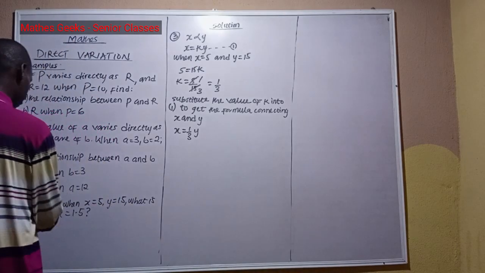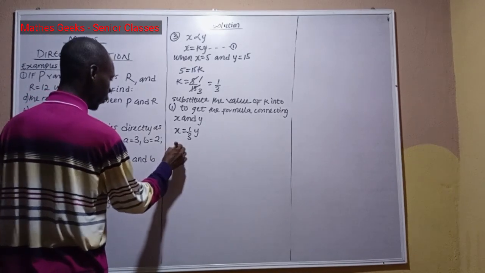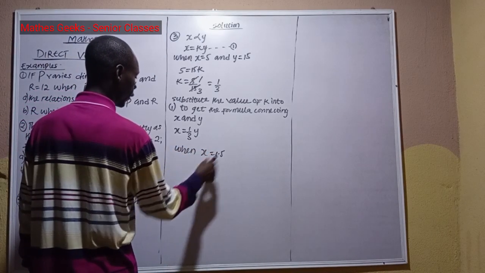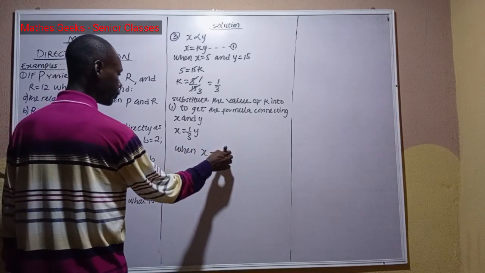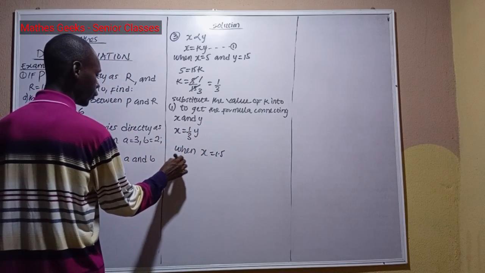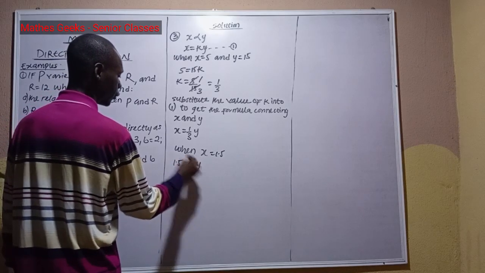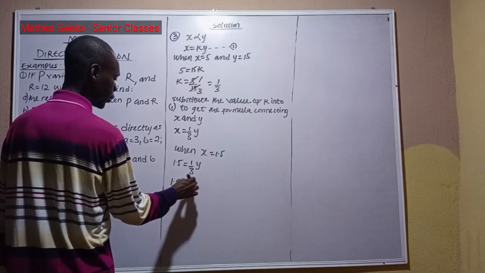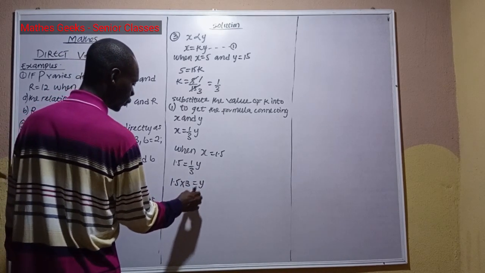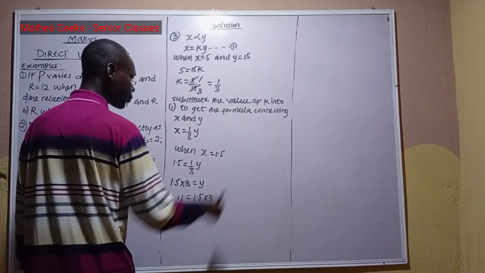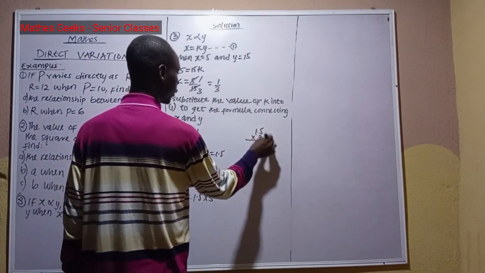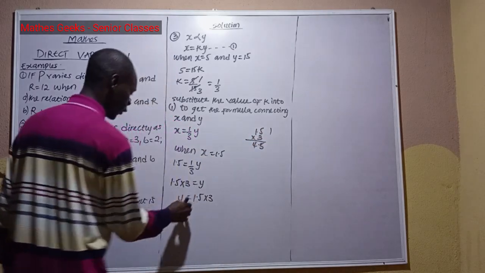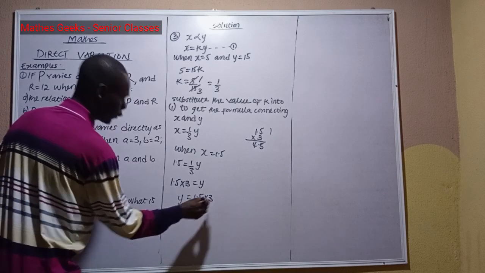So what is Y when X equals 1.5? Then 1.5 equals 1 over 3 Y. Multiply both sides by 3, so 1.5 times 3 equals Y. And Y equals 1.5 times 3, which is 4.5. So Y equals 4.5.